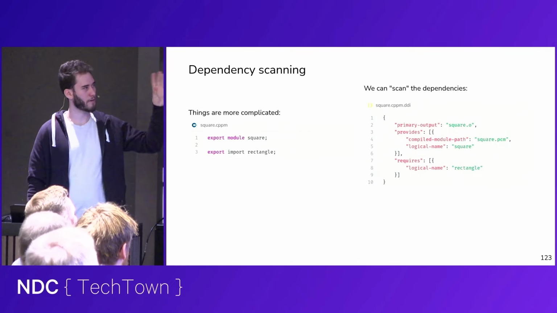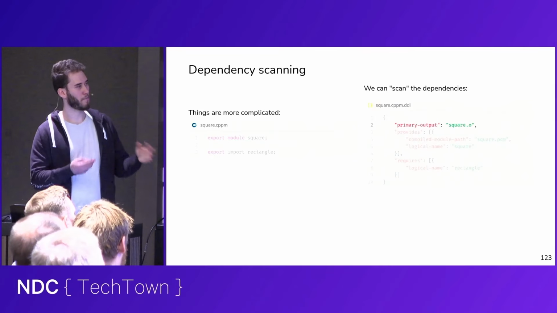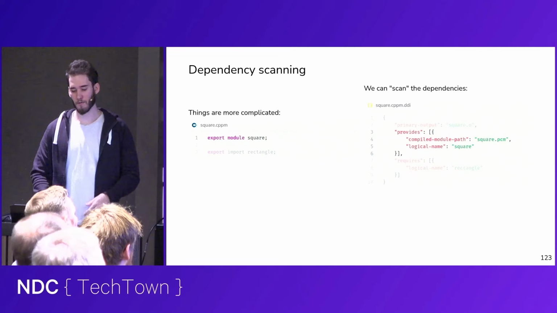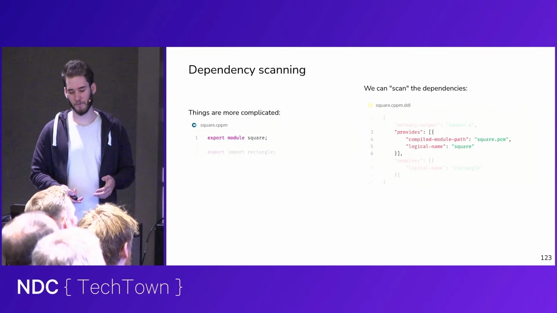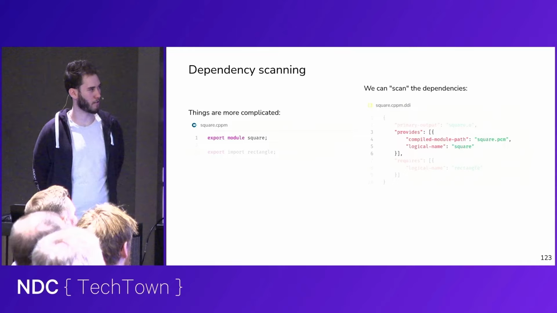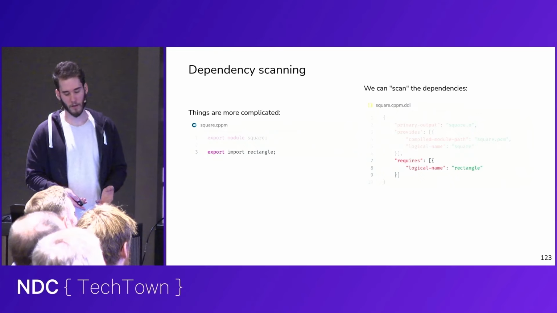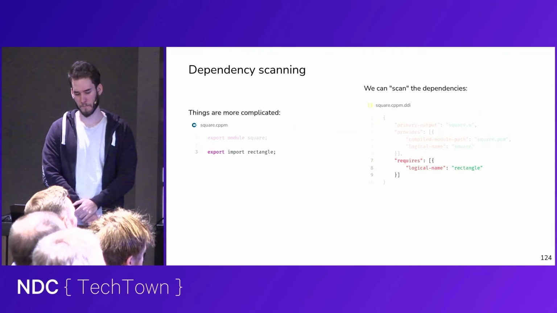So the compiler can create a file like this for us if we invoke it, that just says, whenever I compile this file, that will be my primary output. That's what you can link to. I will provide this logical component called square, and you can import it by making use of this square.pcm file. And I require this logical name called rectangle. And then this can be used by our build system to basically synchronize all of these build actions.